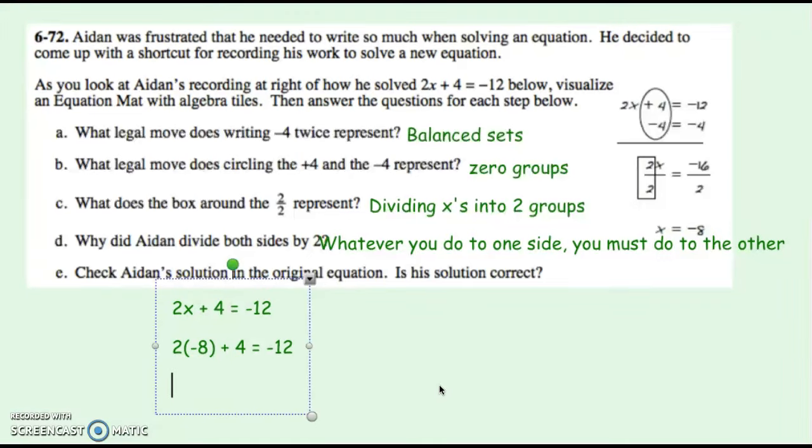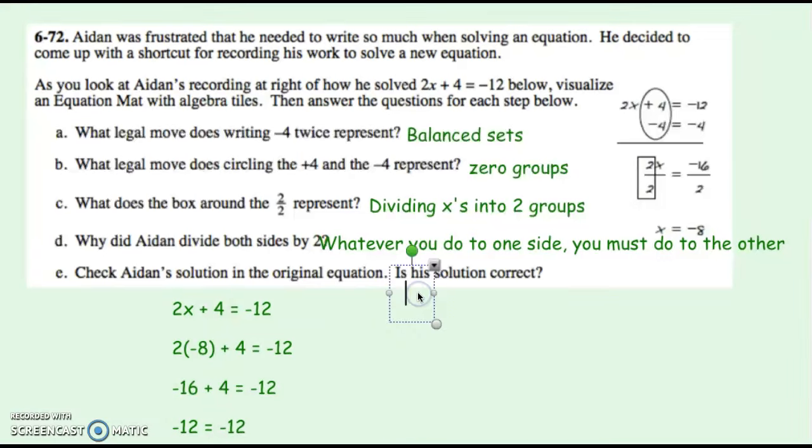So then 2 times negative 8 would give us negative 16. And then I'm still adding 4, and that's still equal to negative 12. Then on the left, negative 16 plus 4, so I'm going farther towards my positives on the number line, would give me negative 12 equals negative 12. So yes, his solution is correct. Again, this checking work is really important to make sure that x truly does equal negative 8, and this is the best way to check your work, seeing if it really does work when you plug it into your solution.